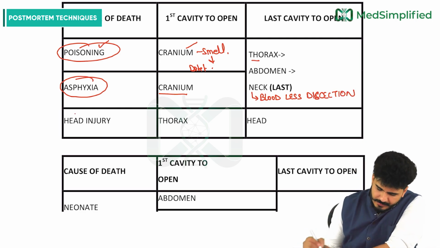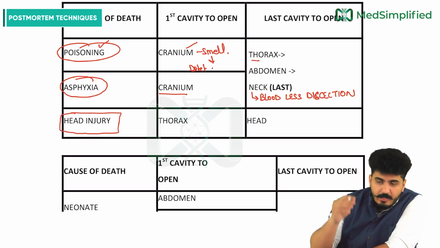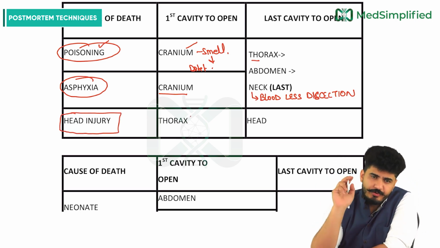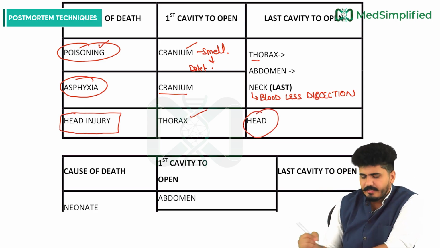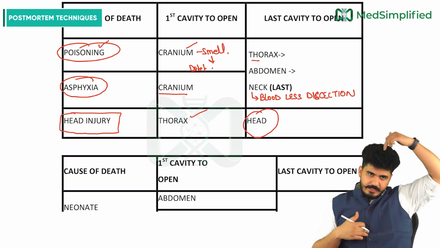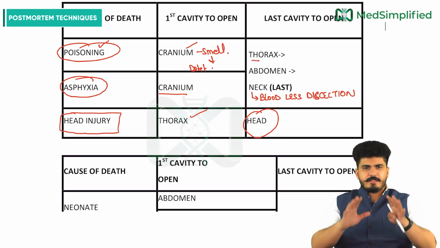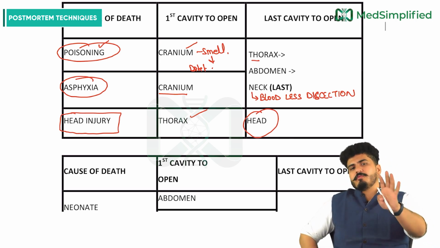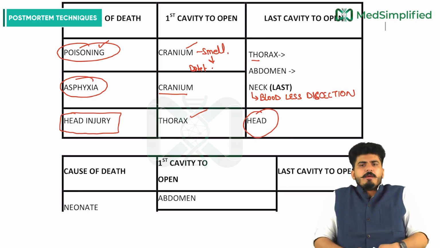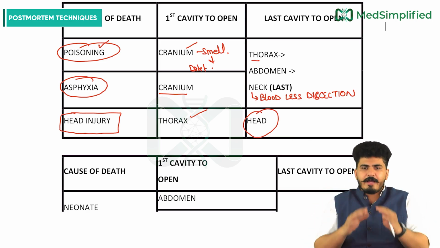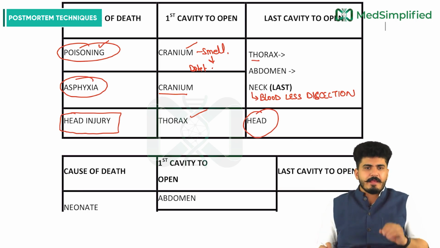If a person is coming to you with a head injury, the head is already injured, so you need to open the thorax first, my dear friends. Then you will check the head. First thorax, then head. So repeat along with me: in poisoning and asphyxial cases, the first cavity to be opened is the cranial cavity, followed by the thoracic cavity, then the abdominal cavity, then the neck. Why neck in the last? Because you need bloodless dissection.